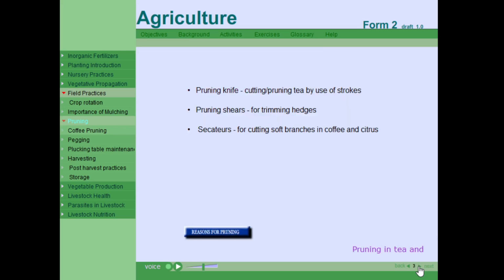Pruning tools. Below are the tools used in pruning different crops. Pruning saw is used to cut hard branches and stems in coffee and citrus. Pruning knife is used for cutting or pruning trees by use of strokes. Pruning shears are used for trimming hedges. Secateurs are used for cutting soft branches in coffee and citrus.